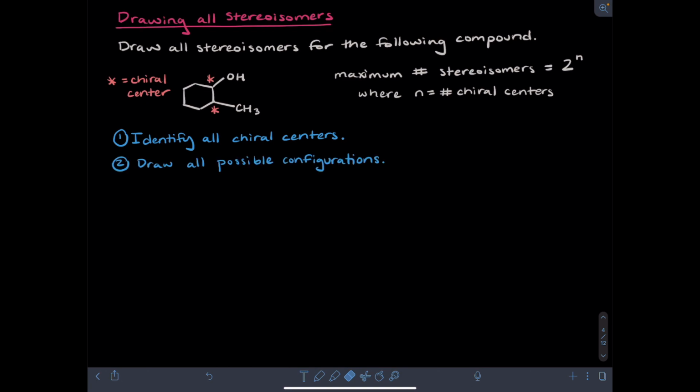Then you want to draw all possible configurations. One possible configuration has a wedged OH group and a wedged CH3 group. Another configuration has a dashed OH group and a dashed CH3 group.